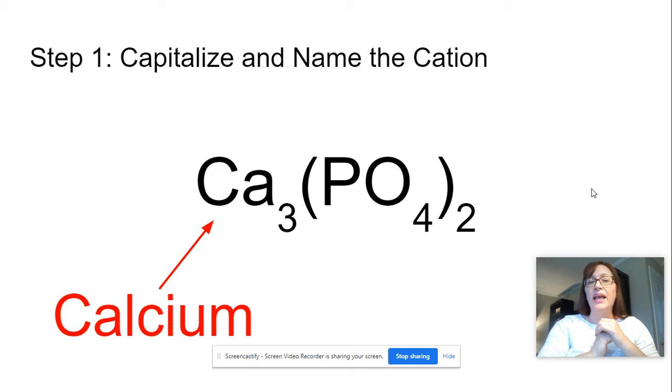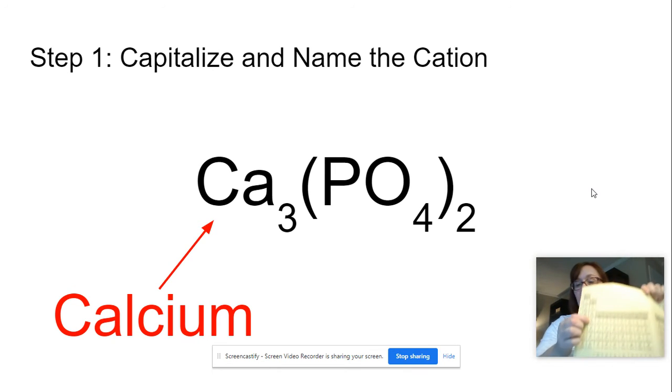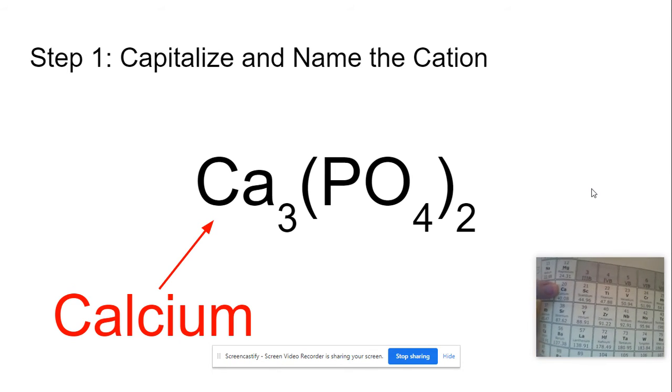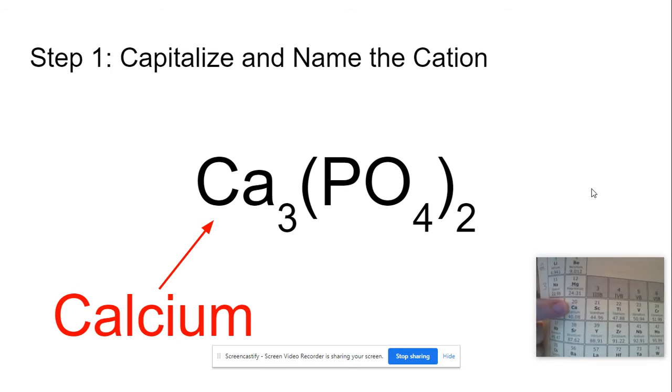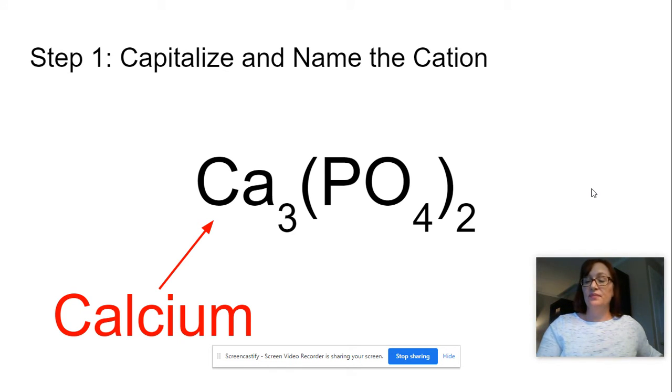Step number 1, capitalize and name the cation. So I'm going to name the Ca. Ca is a cation. It's written first in our formula, and I can identify where it is on the periodic table. It's right there. It's in group 2, and that is calcium. So it's not a transition metal or a boron metal. It's a group 2 metal. They're called alkaline earth metals.